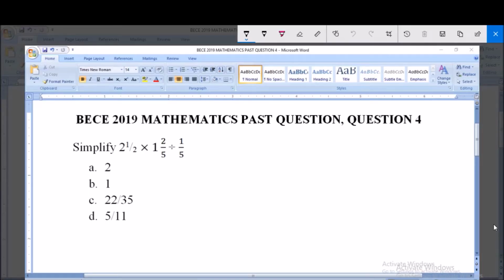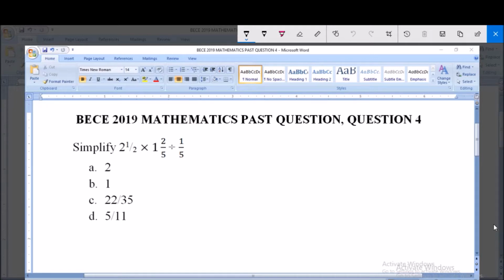Today we're going to be looking at BECE 2019 Mathematics Past Question 4. Simplify 2 1/2 times 1 2/5 divided by 1/5. Options: A. 2, B. 1, C. 22/35, and D. 5/11. So we have to simplify these fractions.